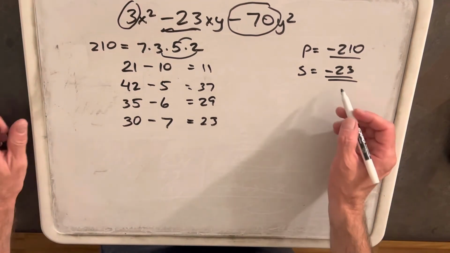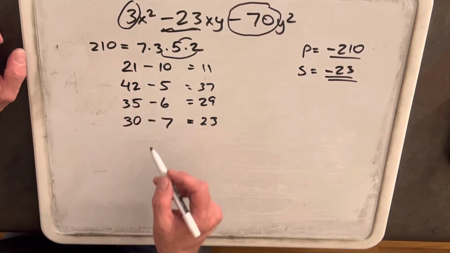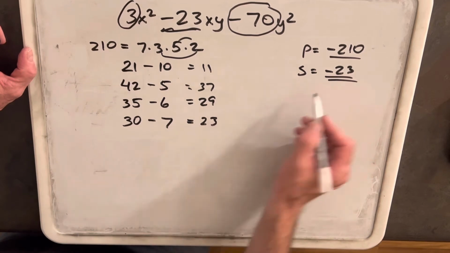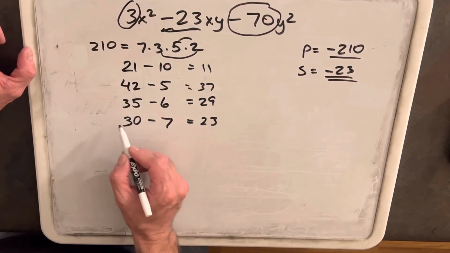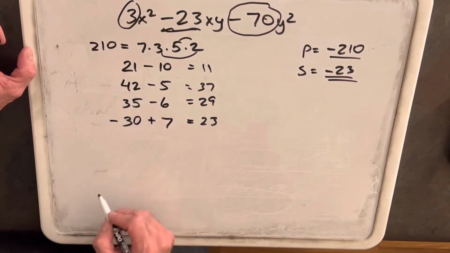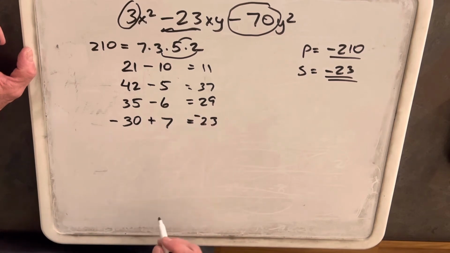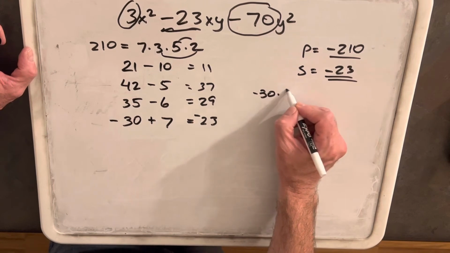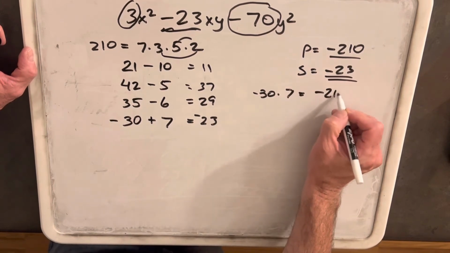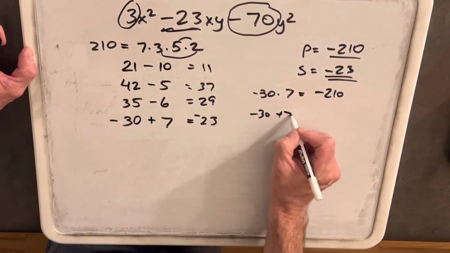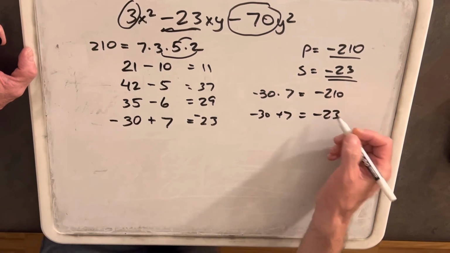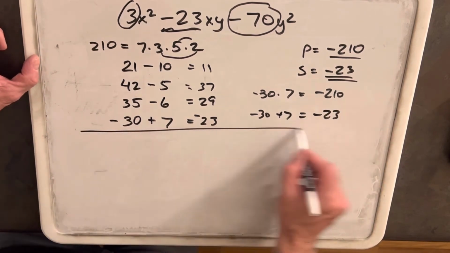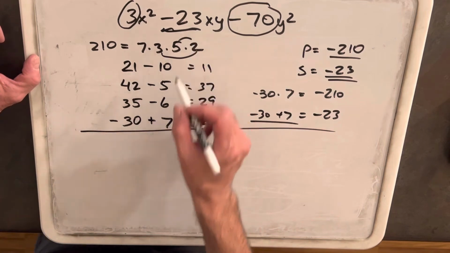Now we want this to be a minus. The reason I left off the negative sign is we can always figure that out later. We want this to be minus 23, so we'll just do that. That makes sense: minus 30 times 7 equals minus 210, and minus 30 plus 7 is minus 23. Okay, good. So then we'll use this to rewrite the expression.